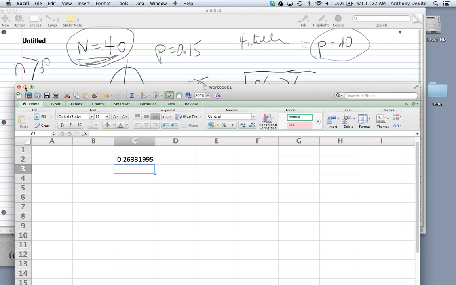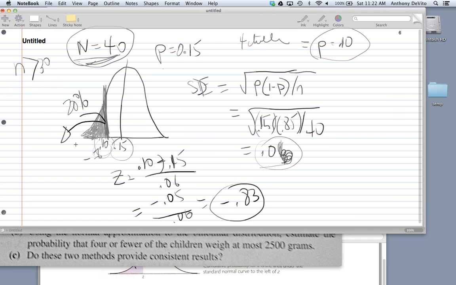So I didn't get exactly the same number. I might have gotten a better estimation if I had calculated this a little bit more carefully. Did I round anything? I didn't really round anything, did I? So, as I expected, with a normal approximation of the binomial distribution, I didn't get exactly the same answer, but I got a pretty close answer.